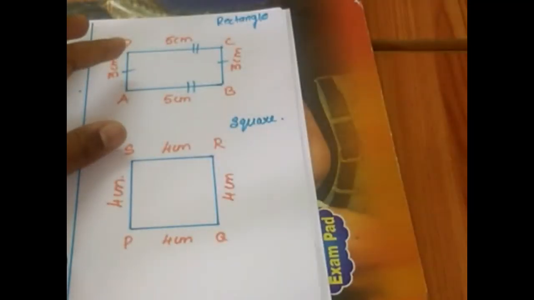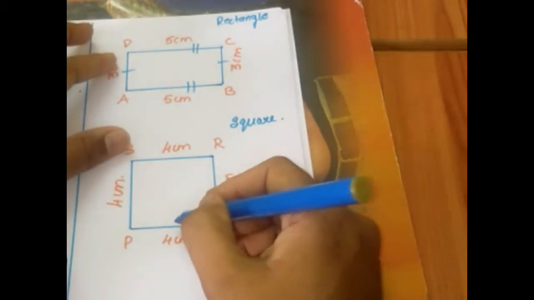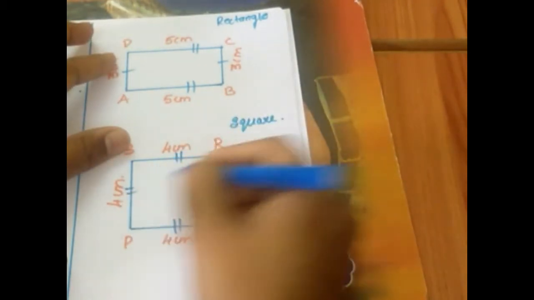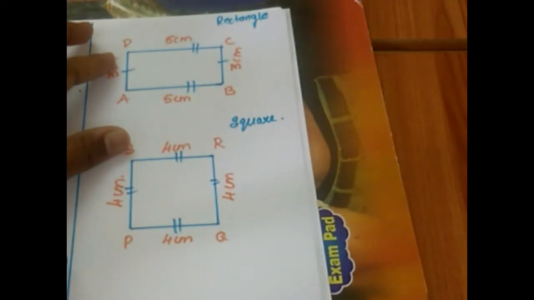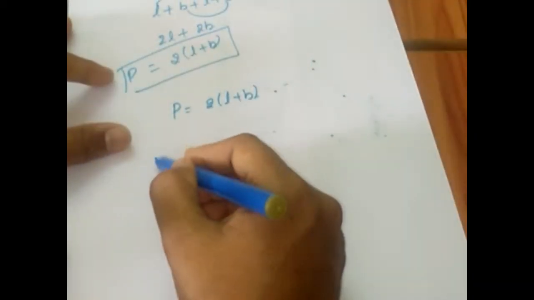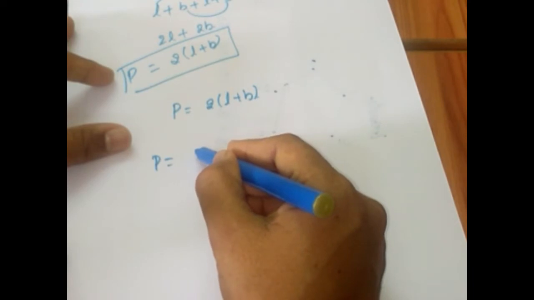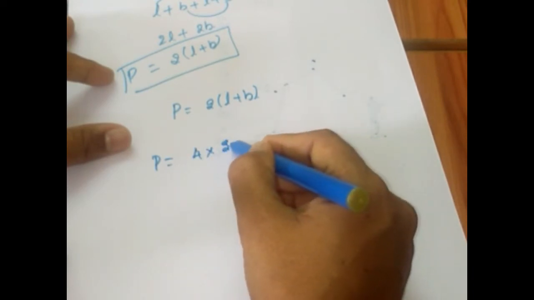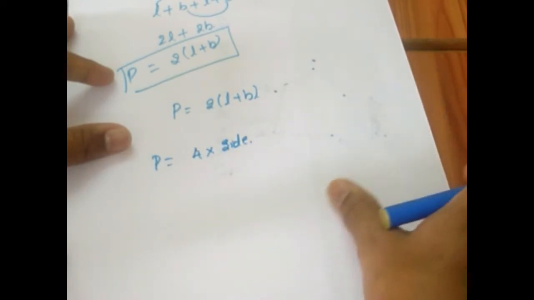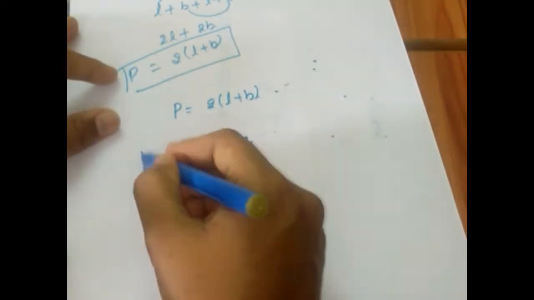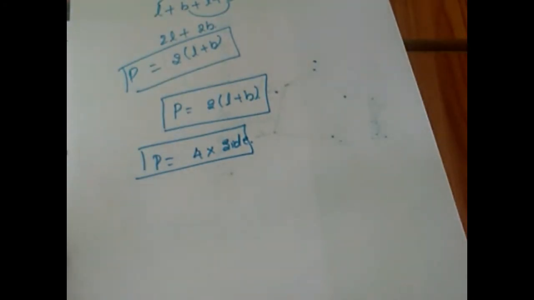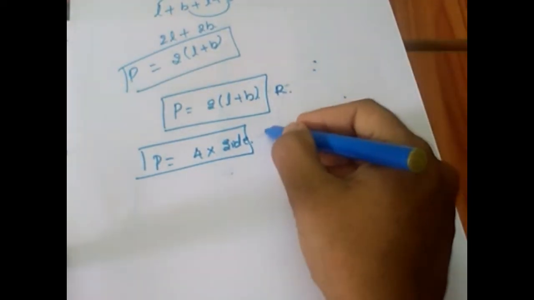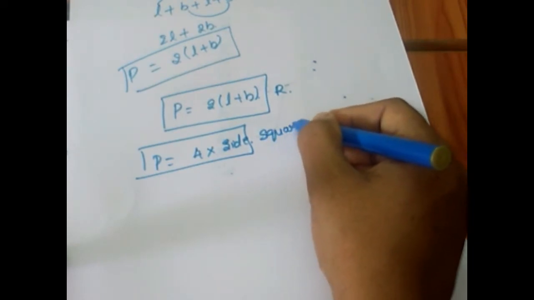In the similar way, consider the square where all the 4 sides are equal. In a square, all the 4 sides are equal, so the perimeter of a square will be equal to 4 times the measure of side. So these two are the definite standard formulas which we are going to use to solve the problems of perimeter of a rectangle and perimeter of a square.